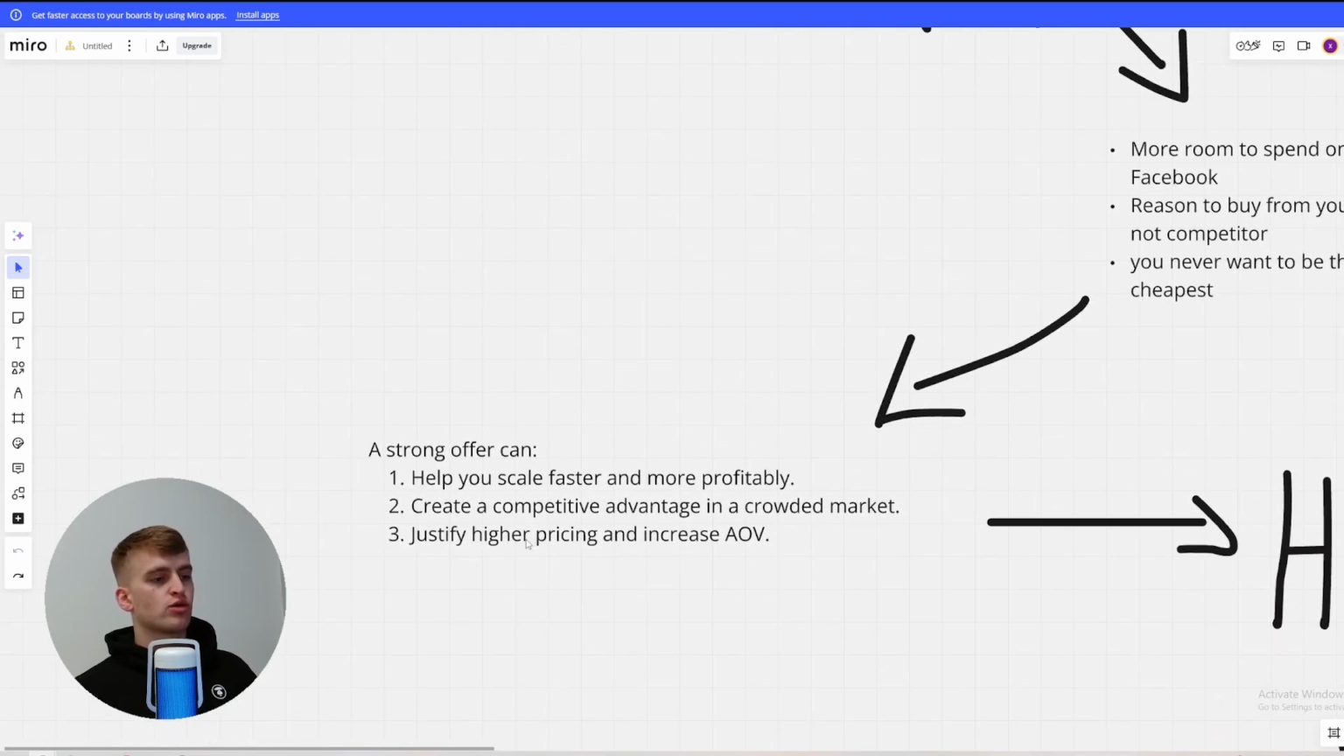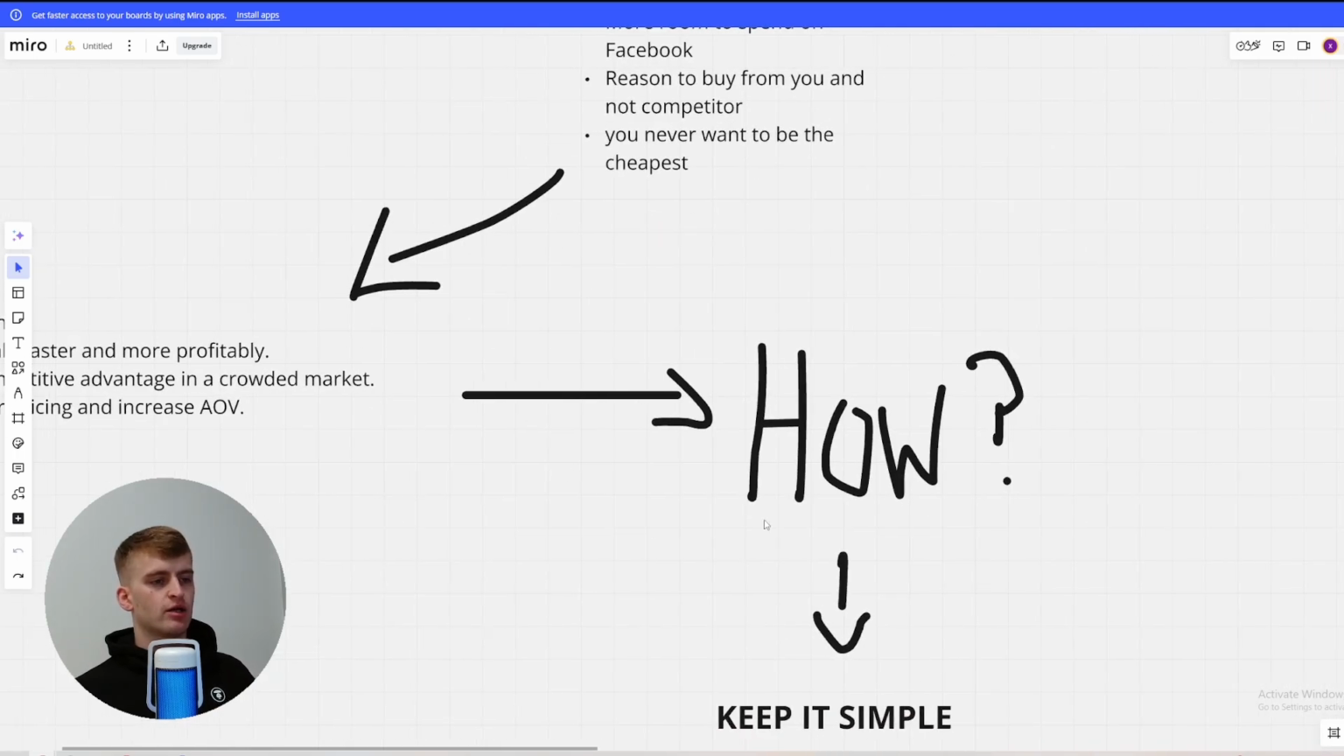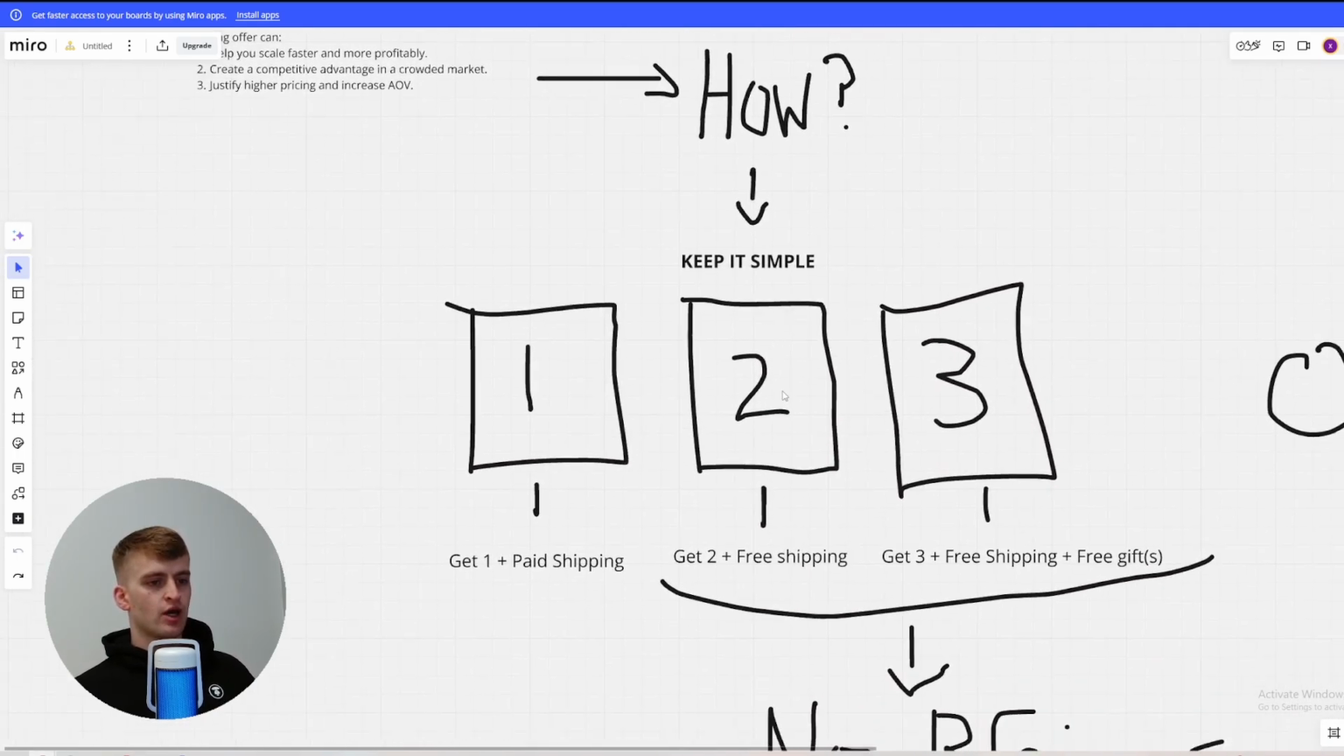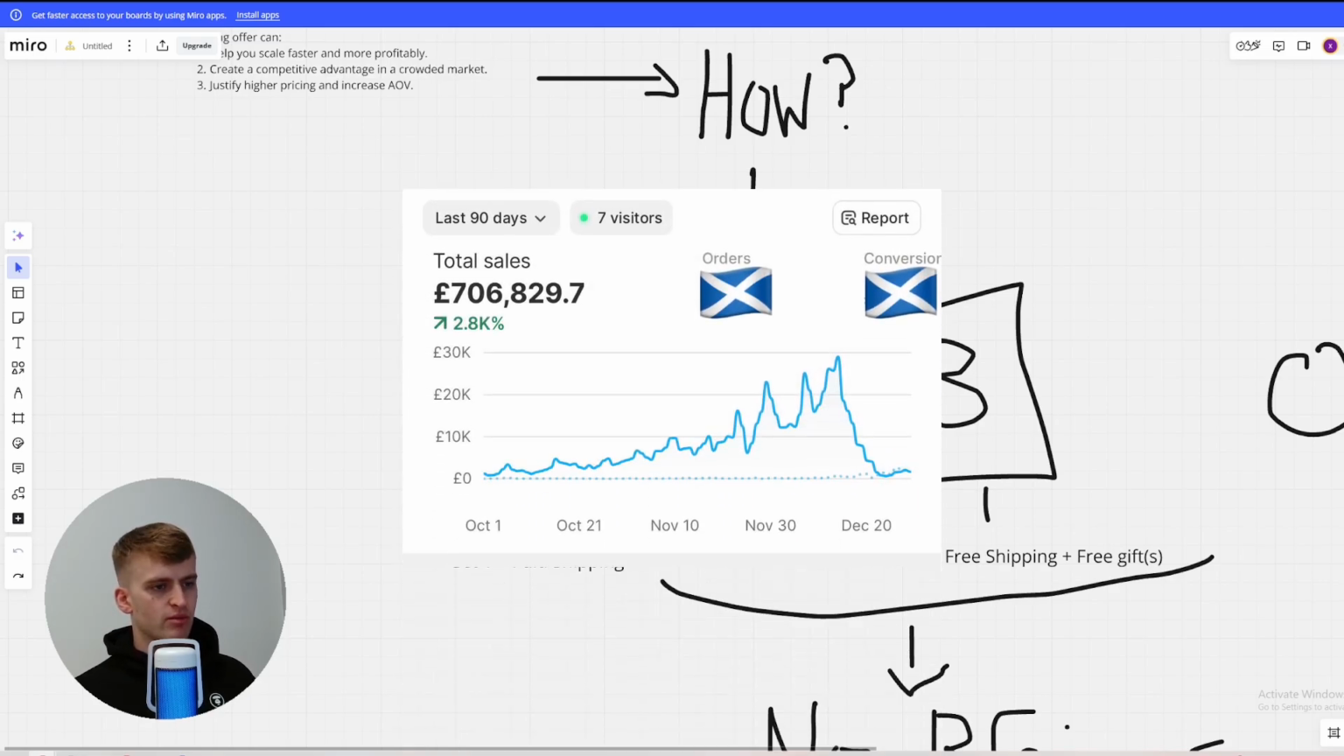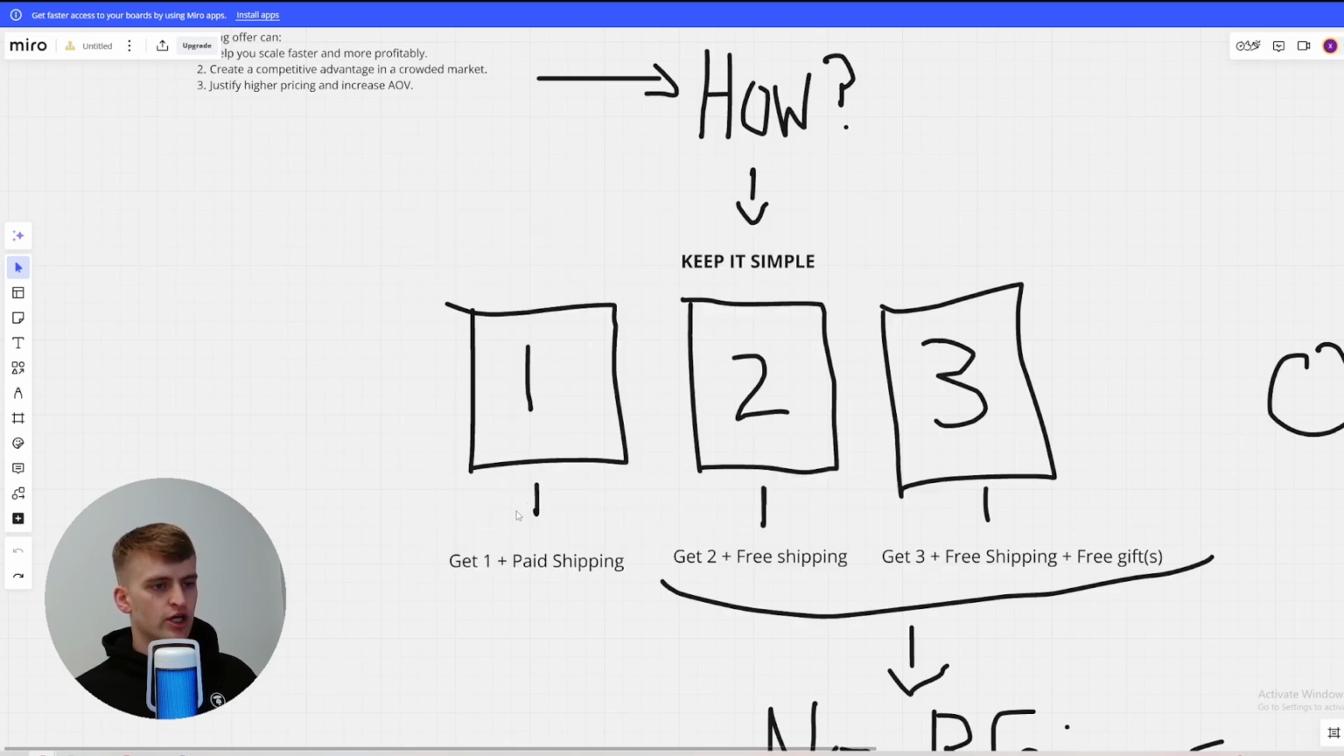A strong offer can also help you scale faster and more profitably. Like I said, it creates a competitive advantage in a crowded market, and you also need to try and justify a higher price and increase your AOV. AOV is the most important thing if you want to scale to big numbers. So how are we going to do that? This is an offer that we currently run on our dropshipping stores that did £350,000 in December. It is very simple. Do not overthink it.